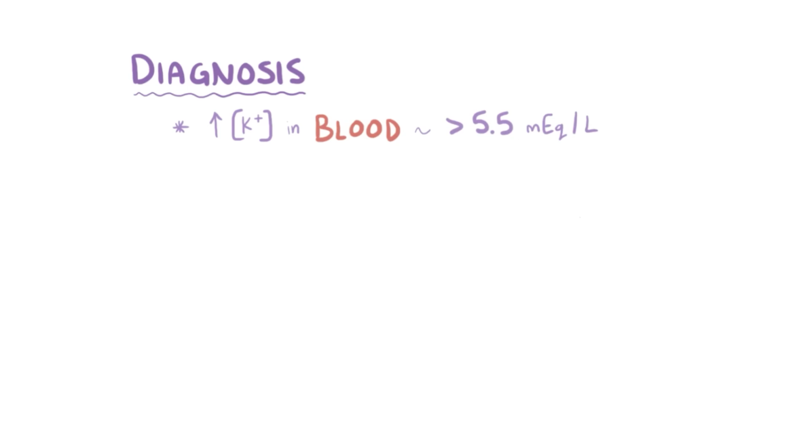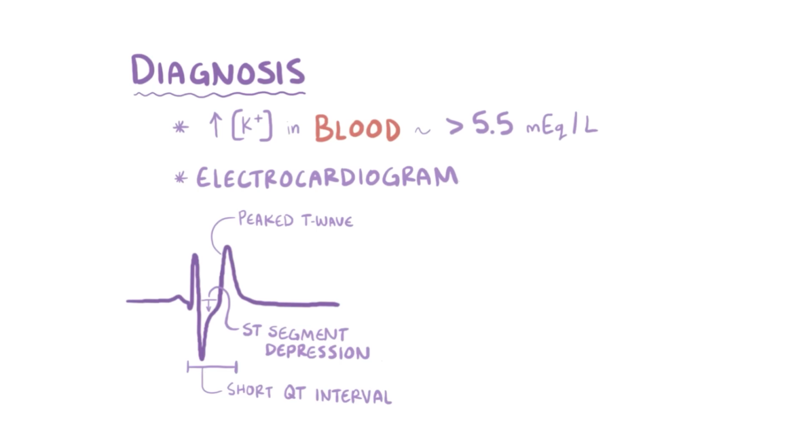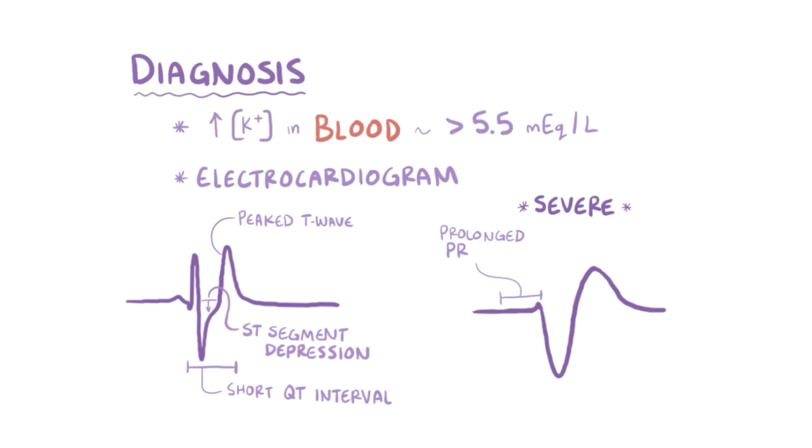Hyperkalemia is diagnosed based on the presence of elevated potassium levels in the blood, generally over 5.5 milliequivalents per liter. It's also important to get an electrocardiogram, which typically shows tall, peaked T waves with a narrow base, best seen in the precordial leads V1 through V6, as well as a shortened QT interval and ST segment depression. In severe cases, it can also cause a prolonged PR interval, a diminished or absent P wave, and a widened QRS complex.